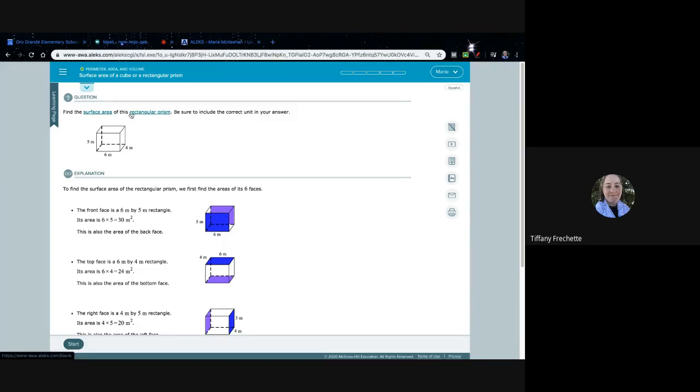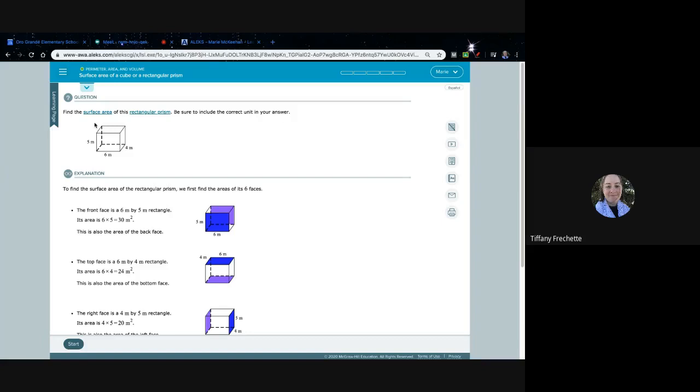Again, that's just named because the base or the bottom and the top are rectangles. So we call it a rectangular prism. Surface area means the amount of area on the outside. So if you were to touch, say, a box, all the surfaces that you could hold onto on the outside are the surface area.